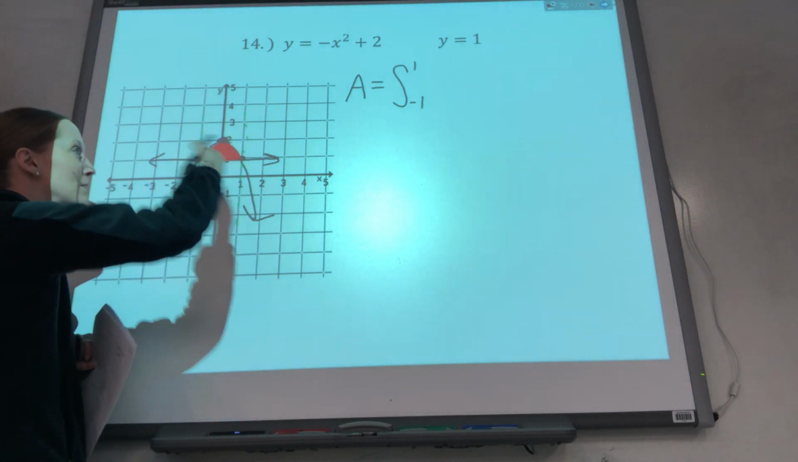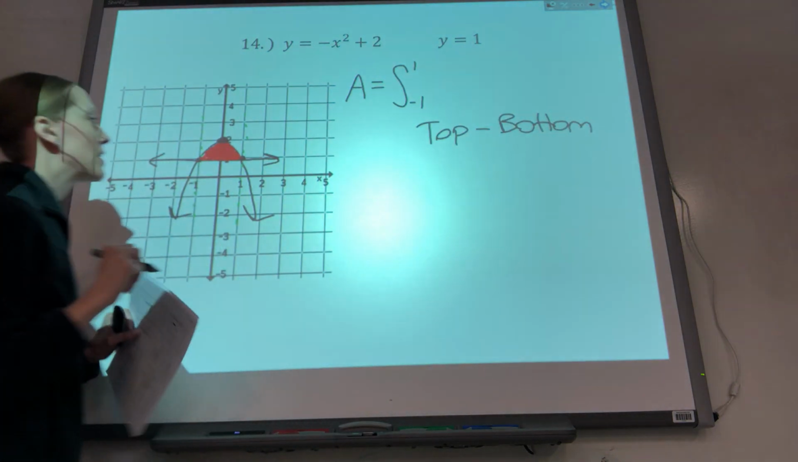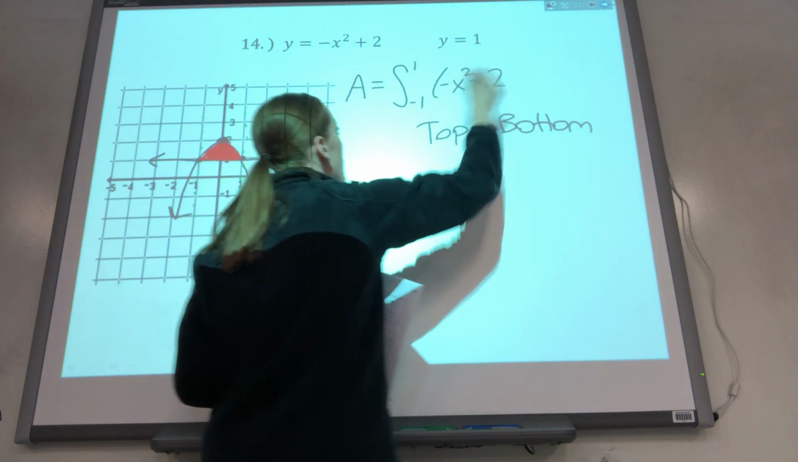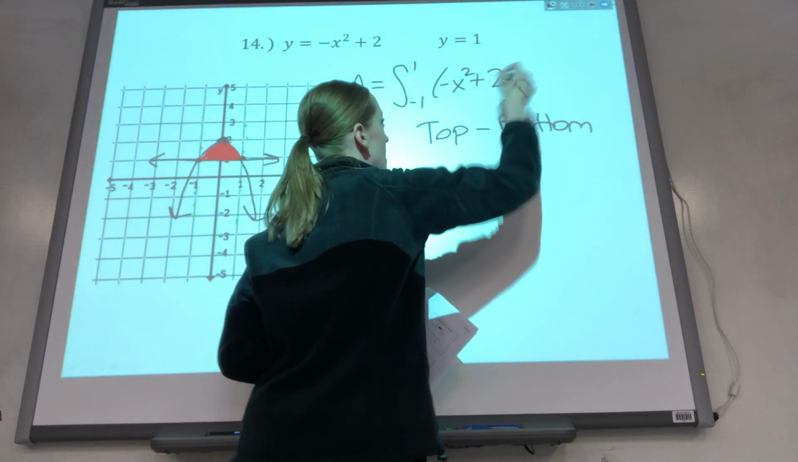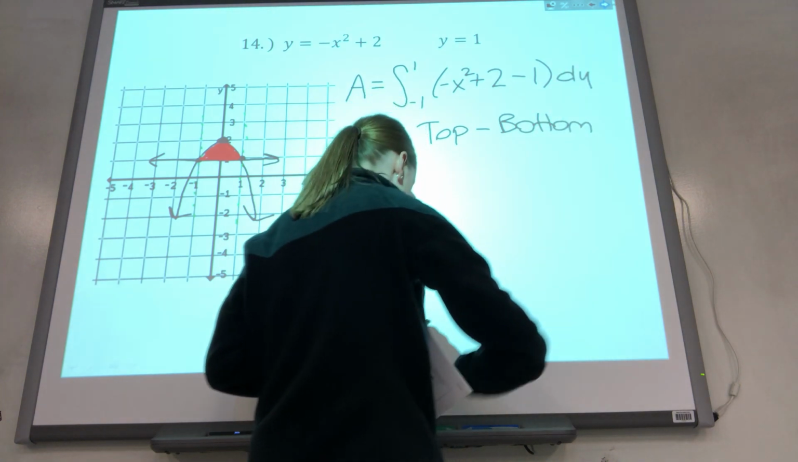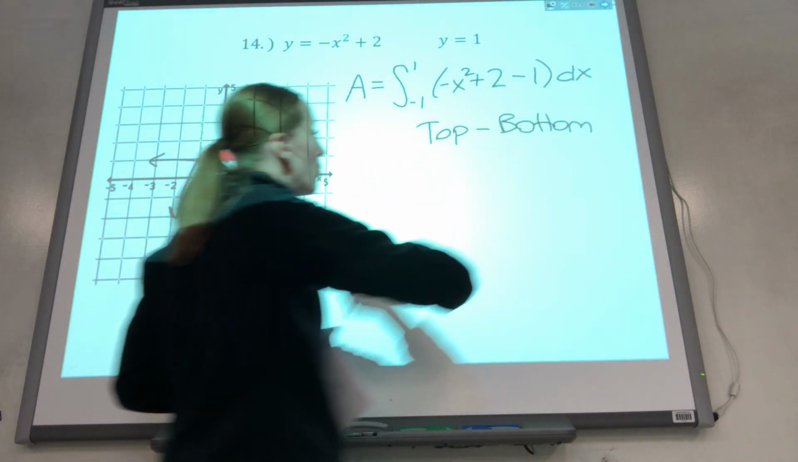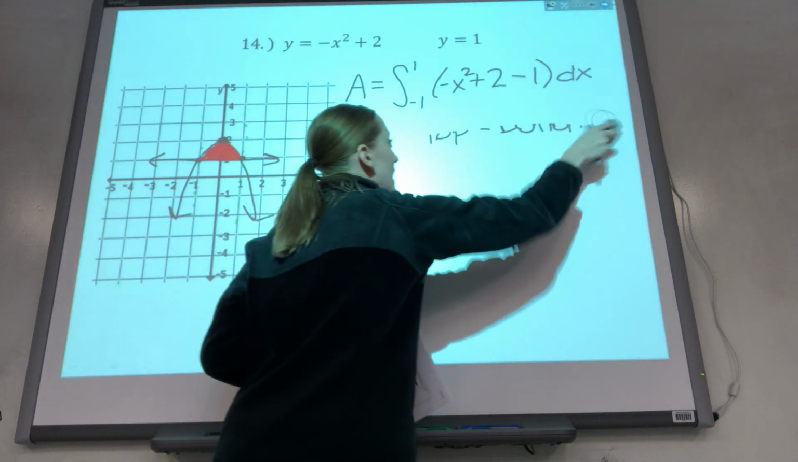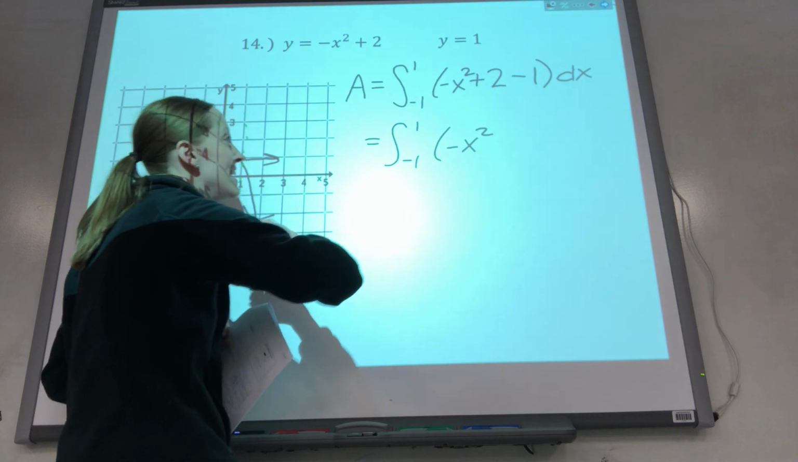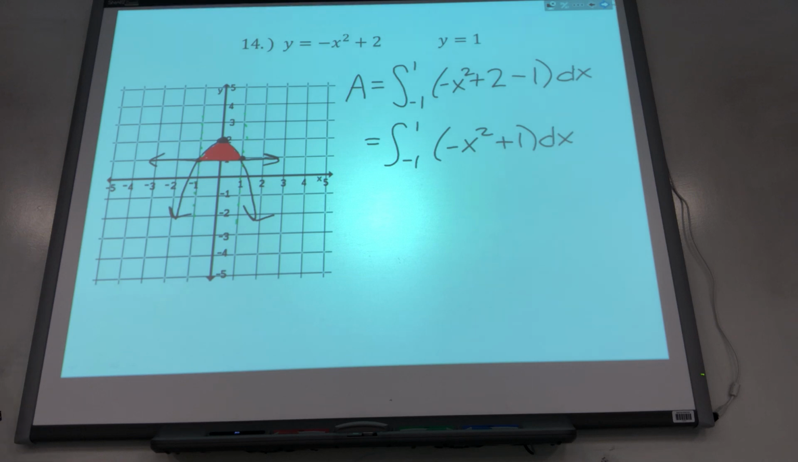Top minus bottom. Yeah, if you want to write that down, you might want to. Top minus bottom. So the function that forms the top part is -x² plus 2, minus the function that forms the bottom, which was just that horizontal line at 1. So I'm just going to subtract 1. Now we may go ahead and simplify that a little bit before we integrate. -x² plus 1 is what it simplifies to.